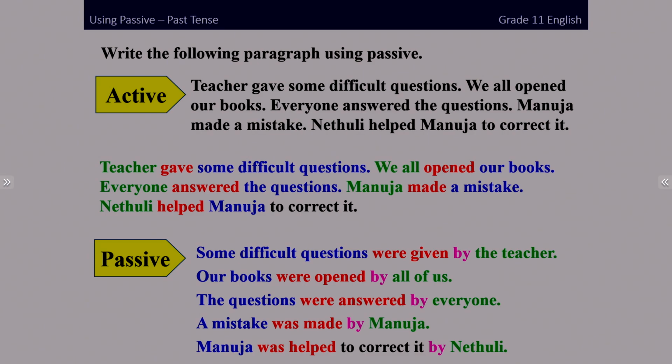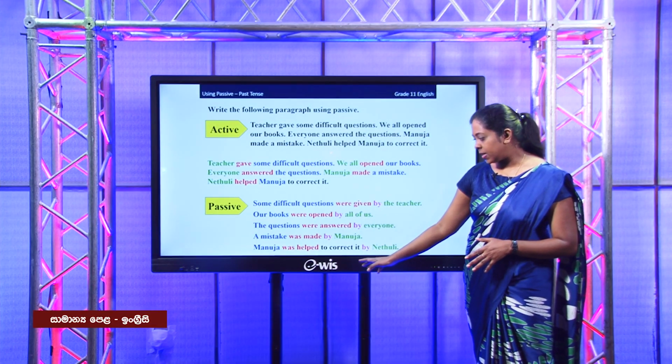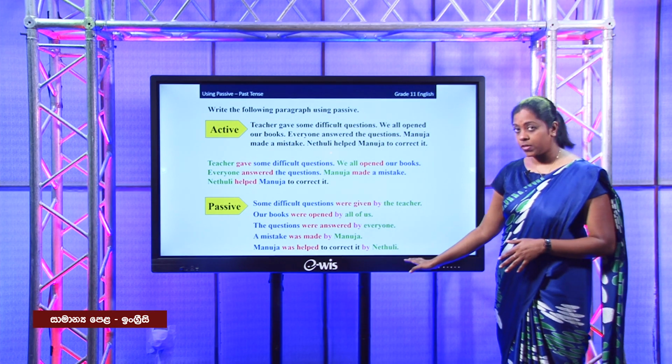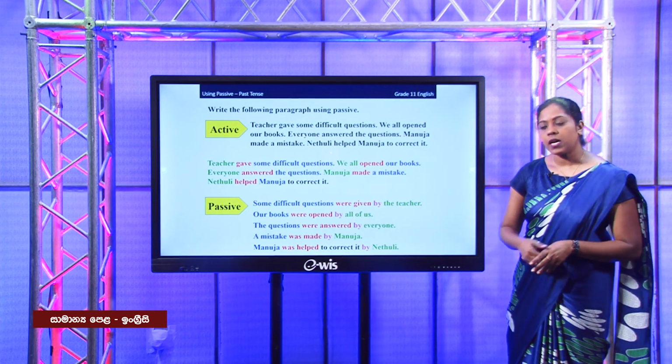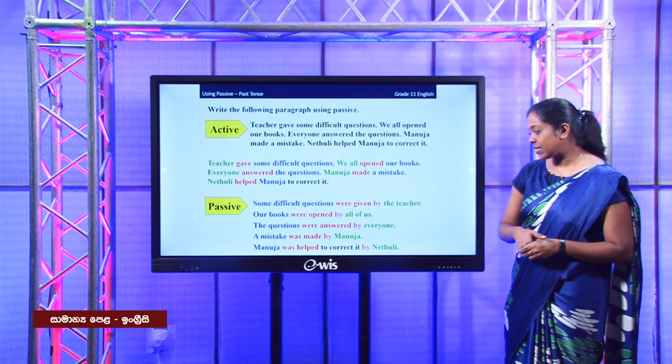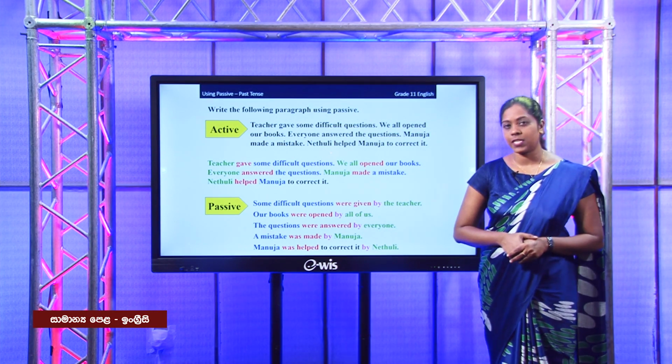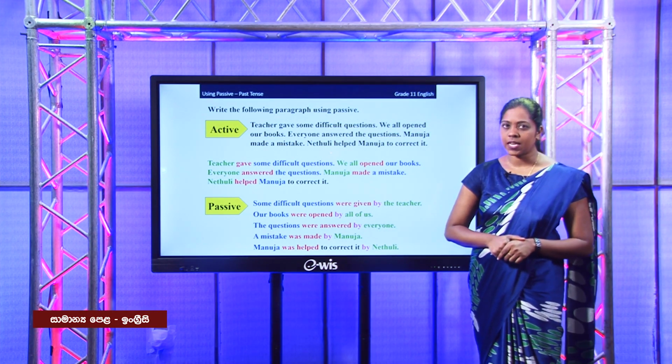So this additional information can come either in between the verb and the object, or you can even write it at the end of the sentence, like Manuja was helped by Nethuli to correct it. Either way, it is correct. Hope this is clear. Right.